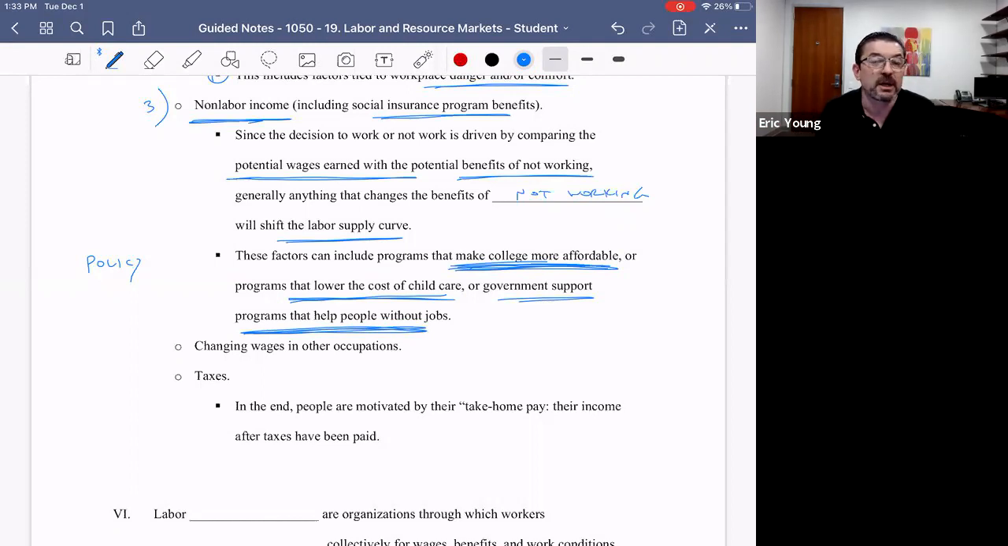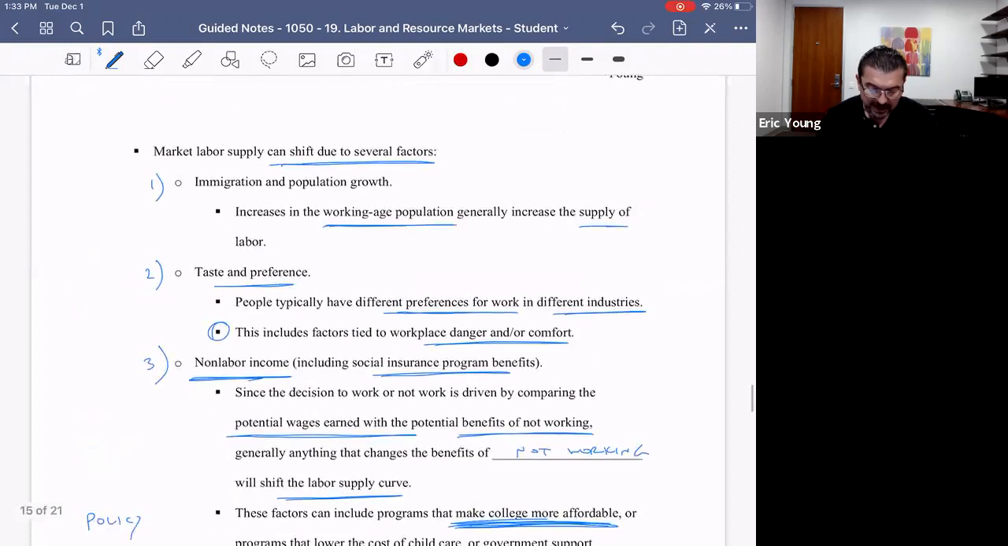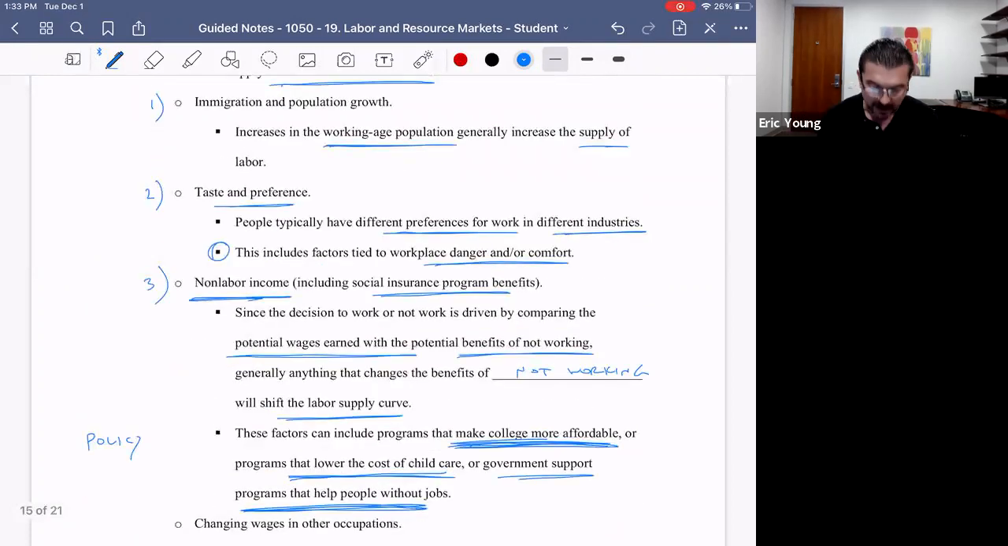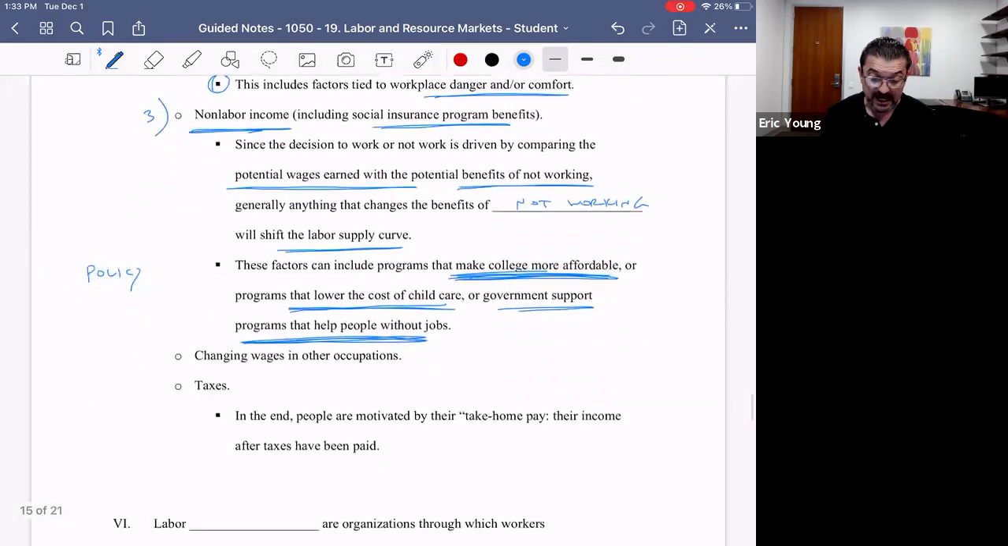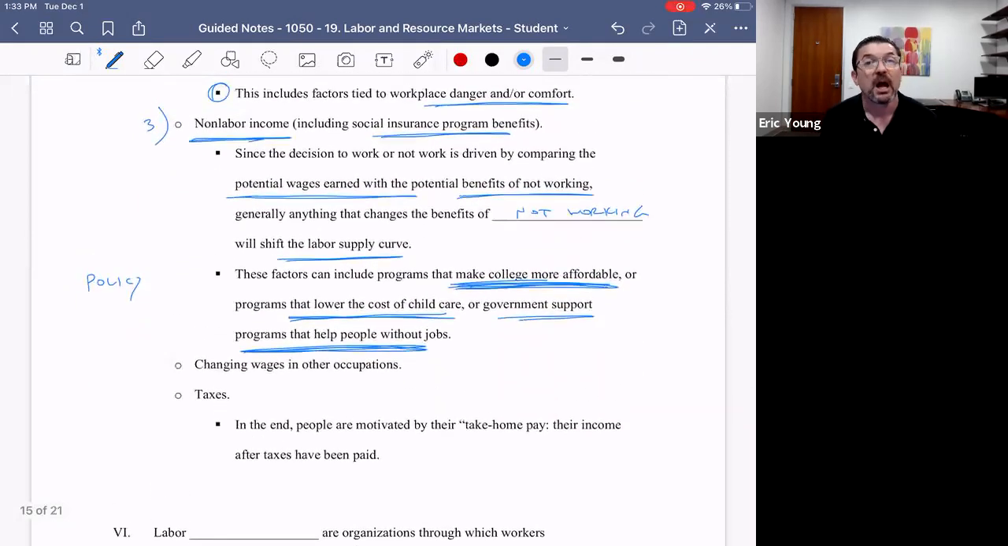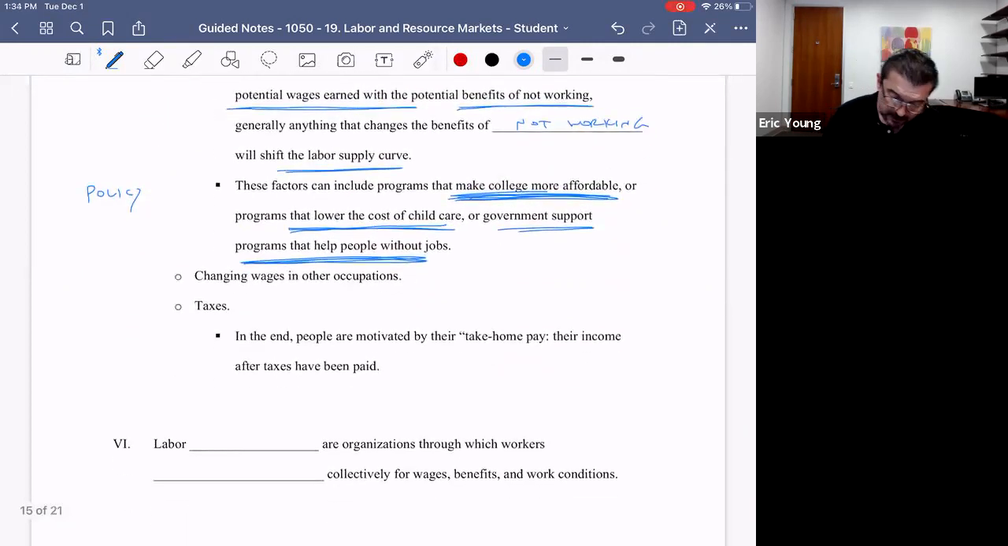So you can imagine that, rationally, increases in non-labor income in the form of unemployment insurance at the federal and at the state level basically told a lot of people, I don't want to work now. And that reduced the labor supply. Okay. You may have issues with this ethically, but it's critical to understand the underlying economics. Okay. So again, market labor supply can shift due to immigration and population growth, taste or preference, including danger and comfort trade-offs, non-labor income sources.